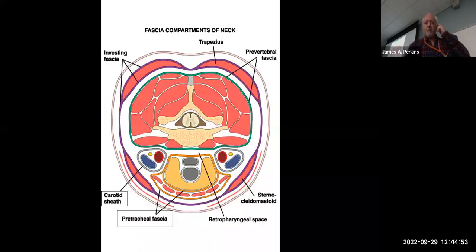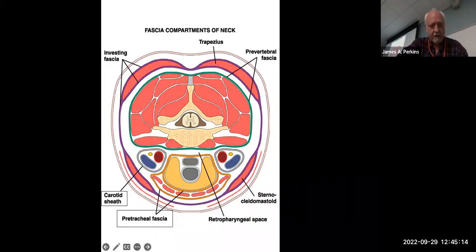All right, so that's all I'm going to say about sternocleidomastoid, trapezius, and investing fascia. So let's return to this picture of the fascial compartments of the neck. And by the way, if it wasn't obvious, it didn't occur to me to point this out, but this is a transverse section or horizontal section through the neck.